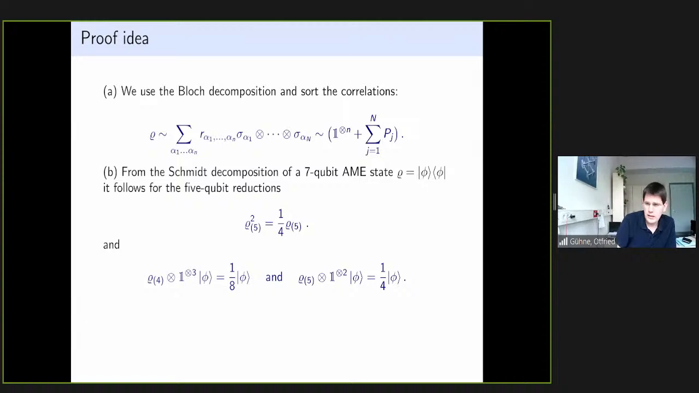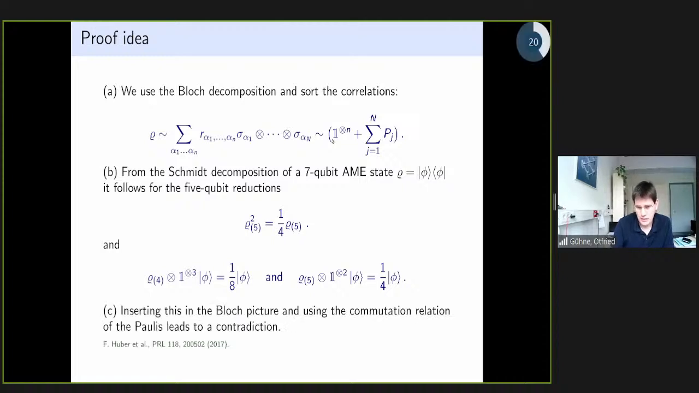But now you can essentially revert this and insert it in this representation. And this gives you some constraints on the Pauli matrices that you have here. And if you then calculate a bit, you find a contradiction. You have to essentially only insert these relations into this Pauli representation and calculate a little bit, and then you find a contradiction. And that's it. With that, you can prove that this 7-qubit state does not exist. And that's the main point of the result.